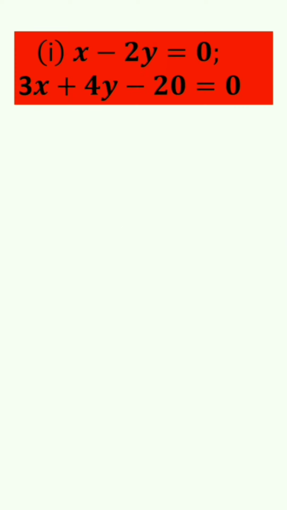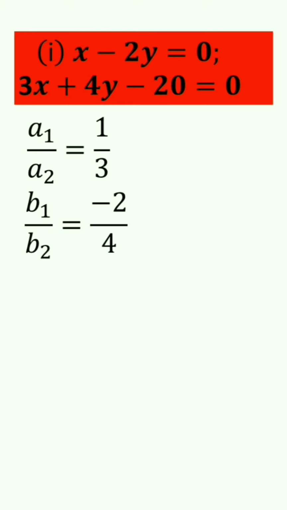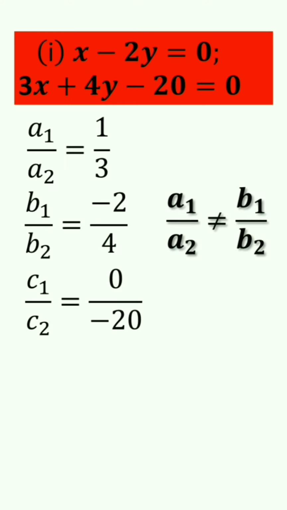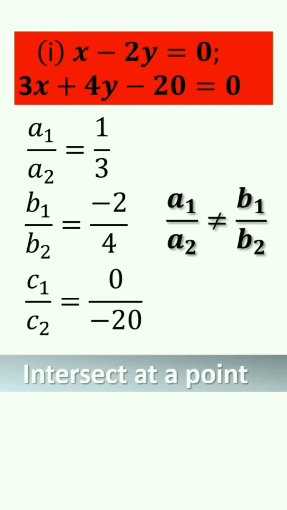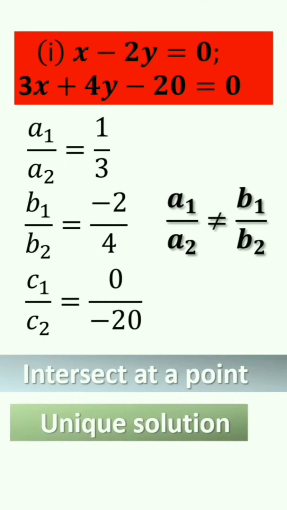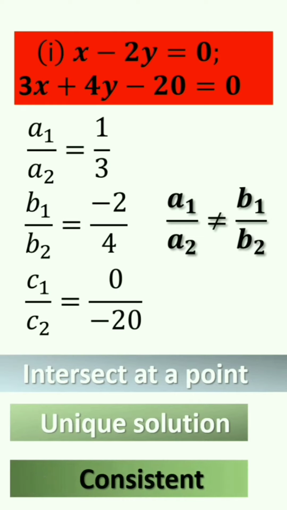Here is a pair of linear equations. Let us compare the ratios. Here a1 by a2 is 1 by 3, b1 by b2 is minus 2 by 4, that is minus half, c1 by c2 is 0 by minus 20. From this we can say that a1 by a2 is not equal to b1 by b2. So, the lines intersect at a point when we plot the graph. When solved algebraically, we get a unique solution. The system of the pair of linear equations is said to be consistent.